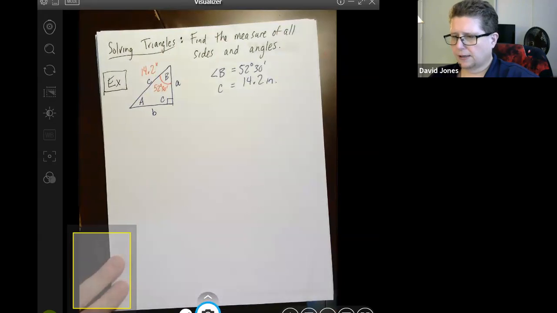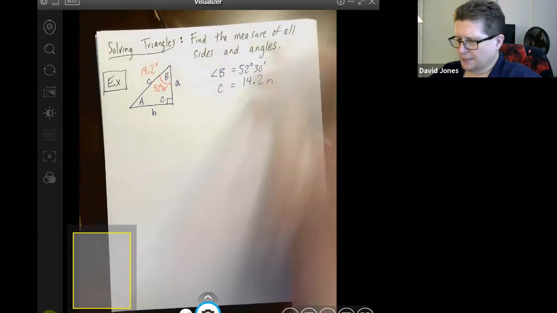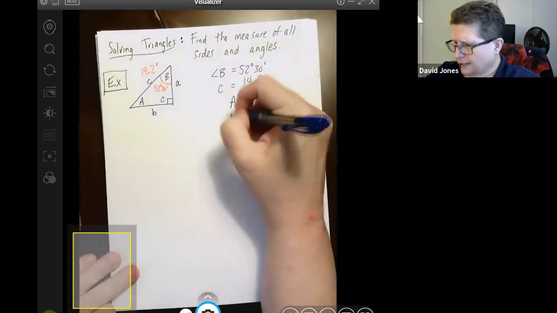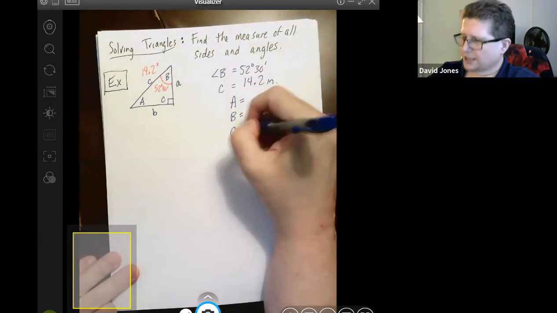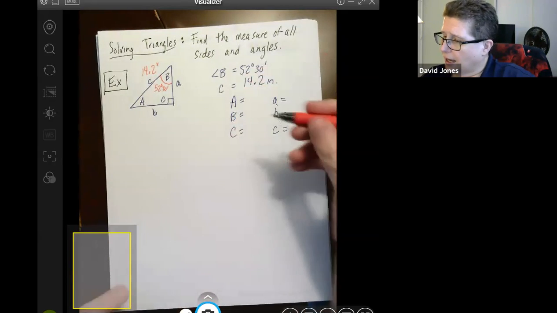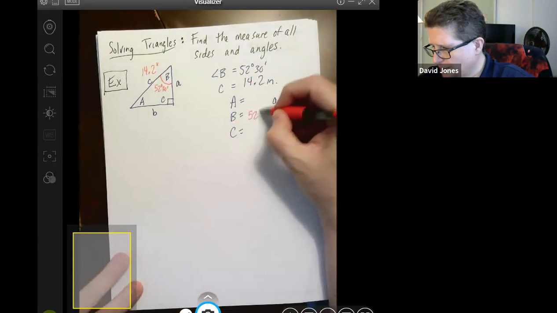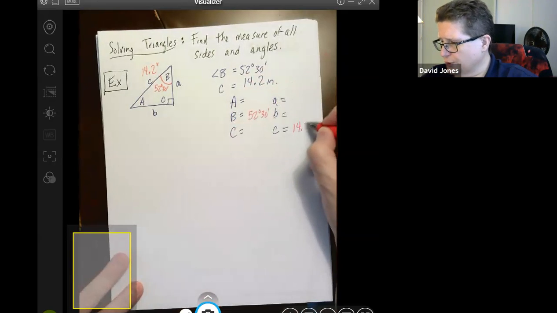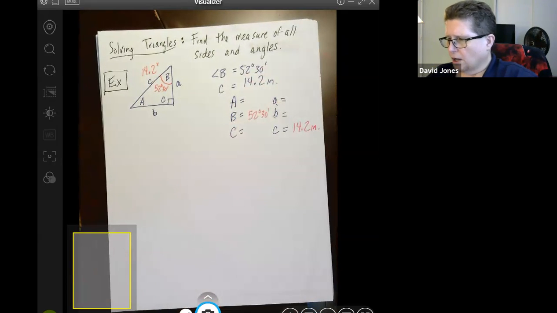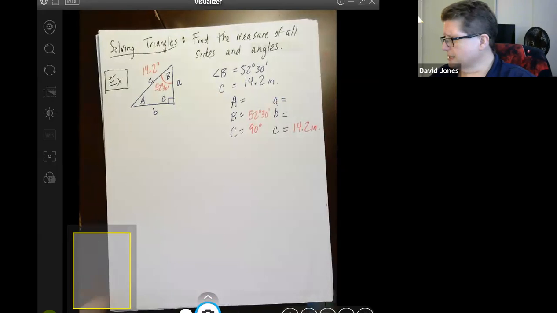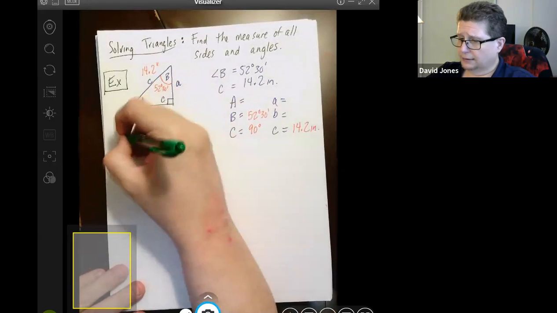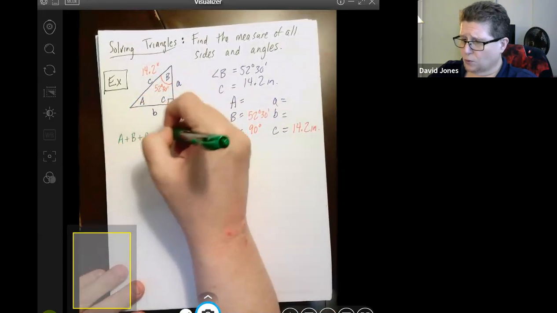What can we do? Well, starting off, let's make a little table. What do we want to find out? A, B, C. We do this a lot in later chapters where the triangles get difficult. And we know this is 52 degrees, 30 minutes, and this is 14.2 inches. What else do we know? We have one more piece of information, actually. C, by being a right angle, is 90 degrees. So the easiest thing we can start off with is finding angle A. We know angles in a triangle have to add up to 180.